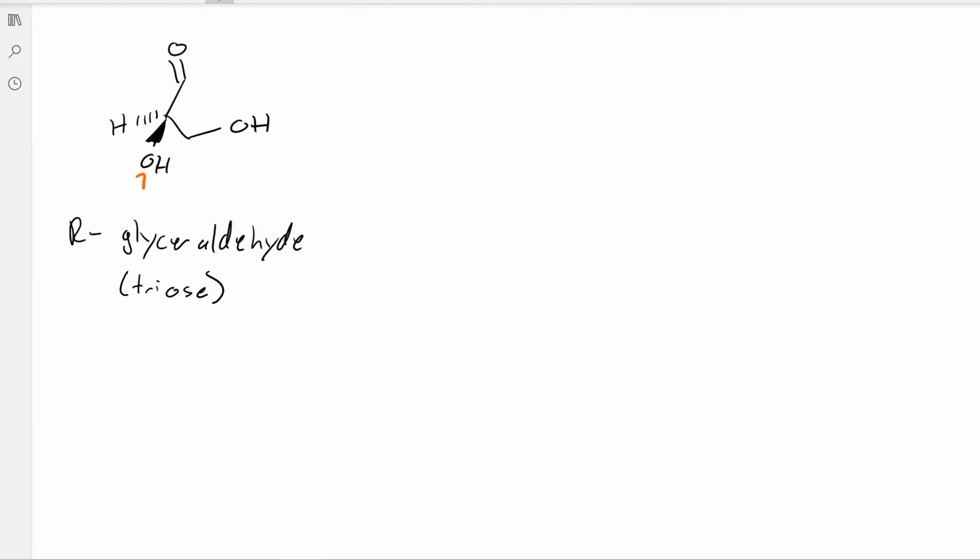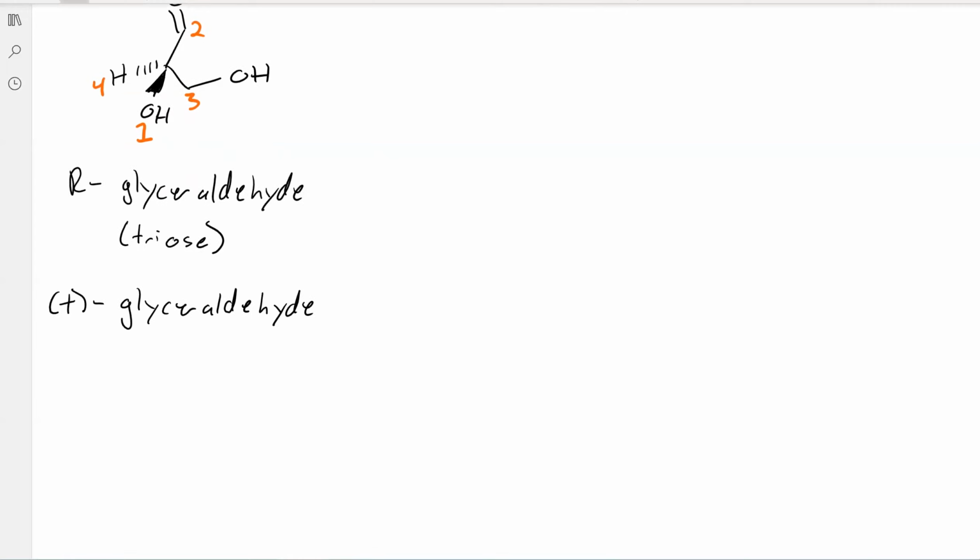Our highest priority group is going to be this alcohol. The second highest priority group is going to be this aldehyde. Third will be this carbon attached to the OH. And then fourth will be the hydrogen. So use your right hand rule or whatever you like to identify stereochemistry and confirm that is indeed R. It's also known as plus glyceraldehyde, and that has to do with the way that it rotates light, which is related to the R configuration.